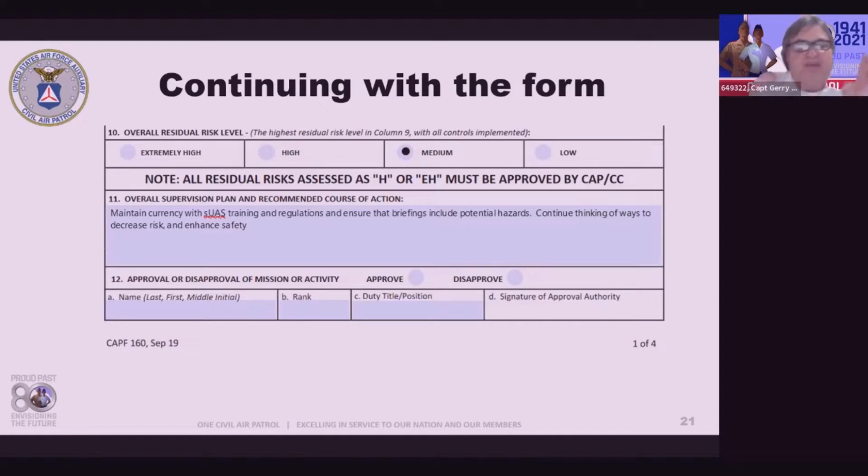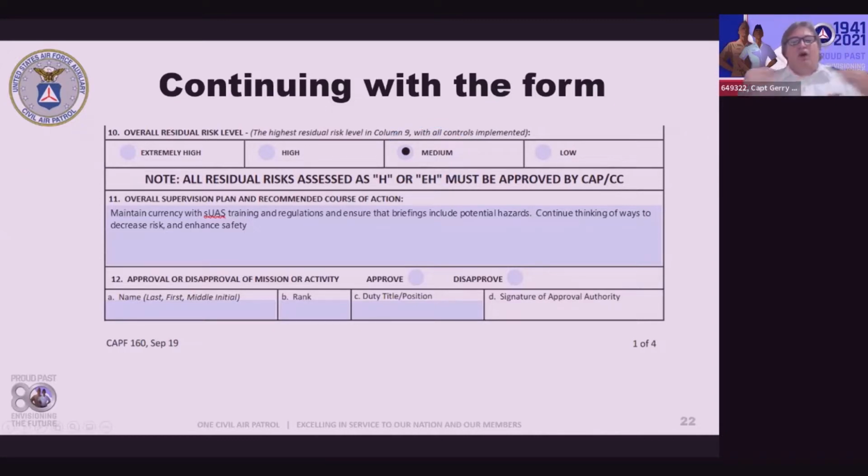Okay, so we've completed all the subcategories and hazards we've encountered or expect to encounter. So now we need to determine the overall risk level. And it's really easy. We take a look at column 9, and whatever the highest risk level listed is what we put in here. In my case, it's a medium. I have one risk that's medium, everything else is low. But because I have one medium, that's my overall residual risk level. And then I make a hard copy of it, put it in my binder, because my binder comes with me everywhere I go.